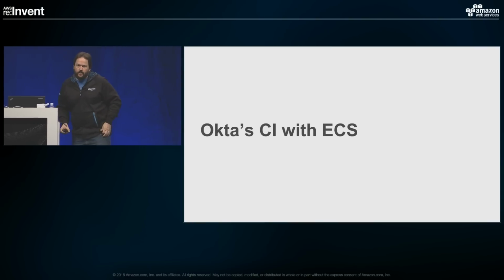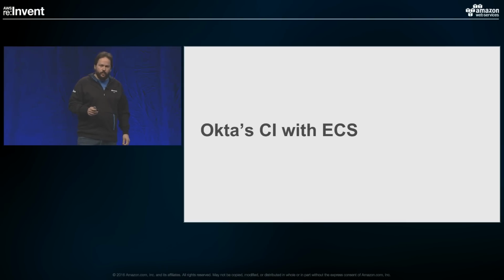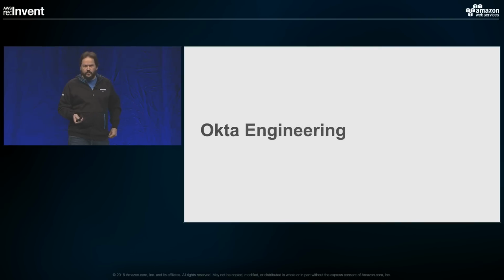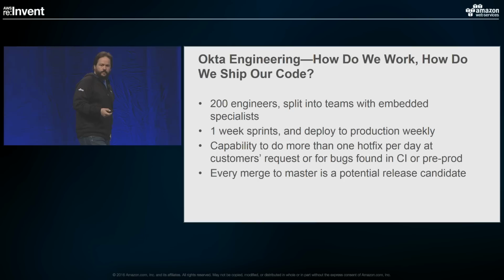My name is Tim. I'm on the engineering productivity team at Okta. I'm going to tell you a little bit about how we use CI for our infrastructure on ECS. We use almost 100% Amazon services for what we do. First of all, let's talk a little bit about what Okta engineering does.